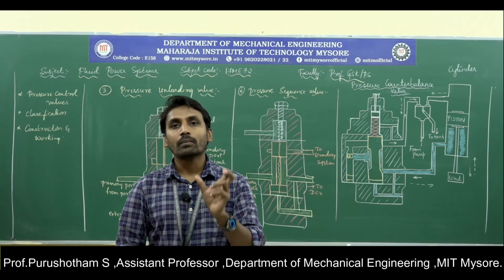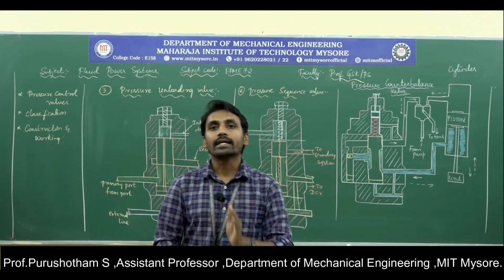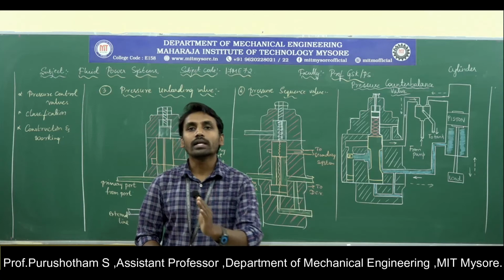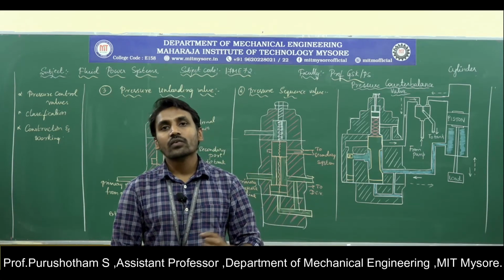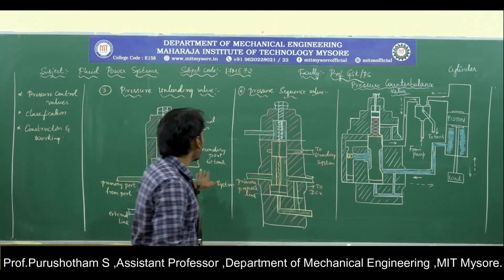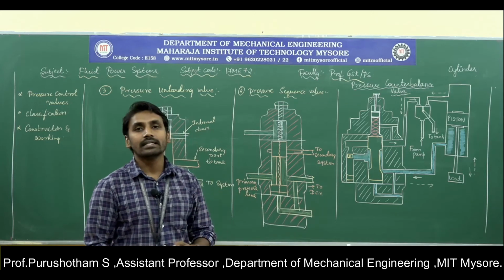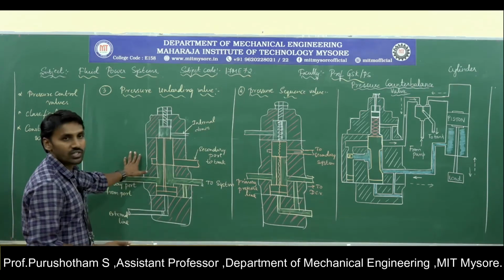the fluid from one of the pumps has to be unloaded, and then a small quantity of oil has to be discharged at high pressure. In that case, we are going to use the pressure unloading valve. This will avoid the heat generated in the system. So this will be the schematic representation which shows the pressure unloading valve.